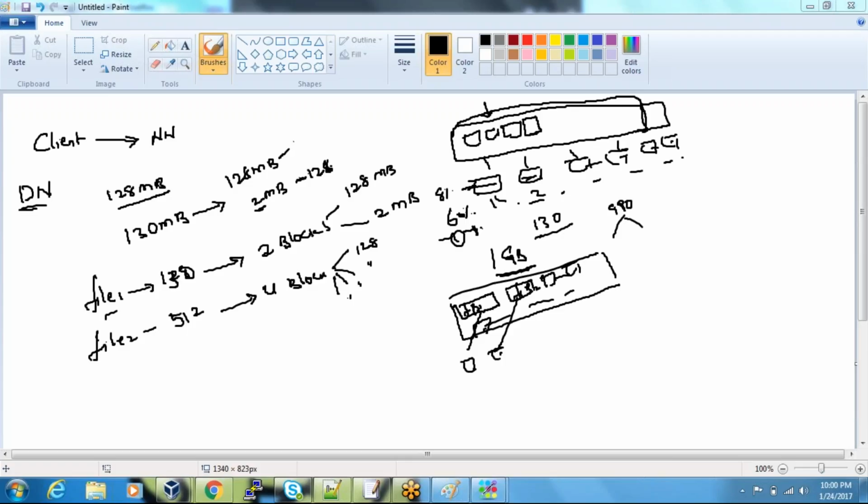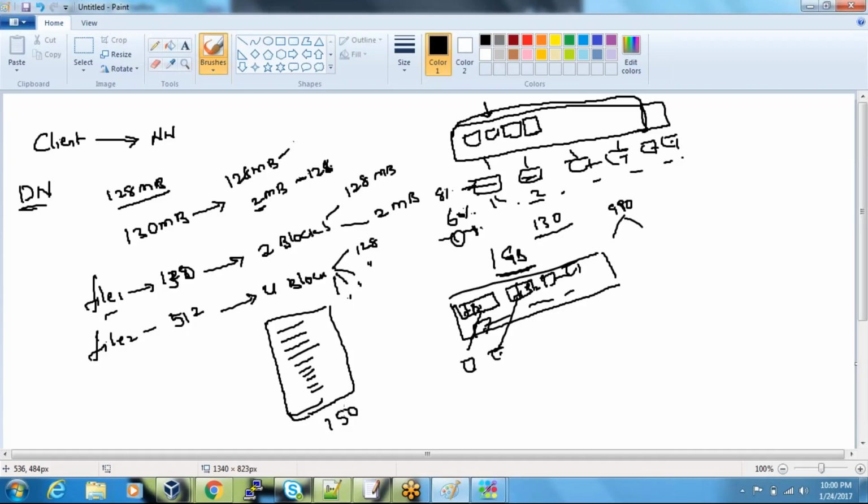Hello, Raghu, right? See here, I'm just drawing. This is my file. Let's assume that this file has text, a table, an image, audio, video, everything. And this file size is 150 MB.